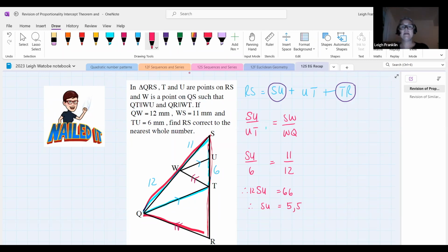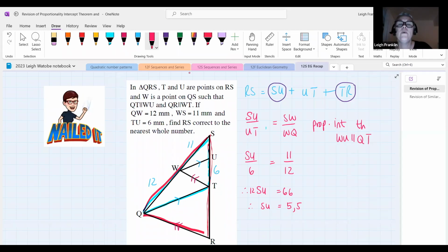Lovely. Okay, now Nolitando, you've forgotten one tiny little thing. Do you know what that is? Yes, ma'am. Stating the proportionality intercept theorem and the parallel lines, which is UW is parallel to QT. That's it. Beautiful. I could not have said that better. Well done. Very nice.